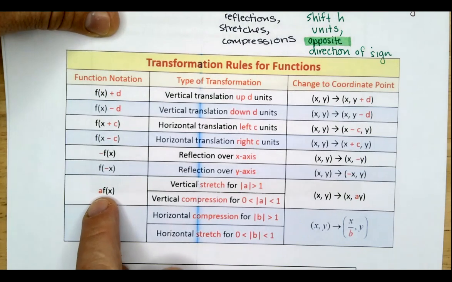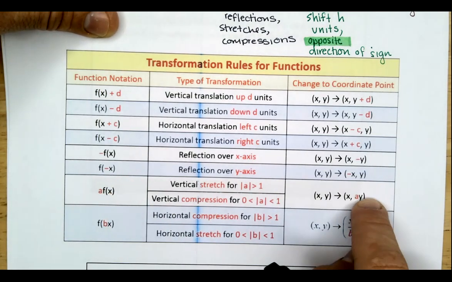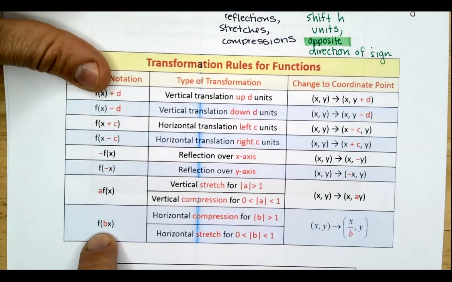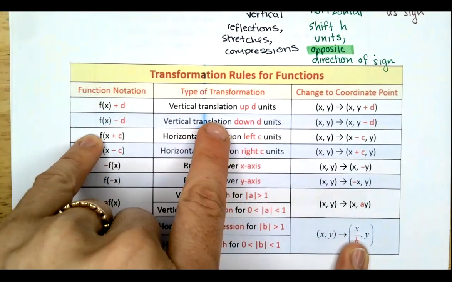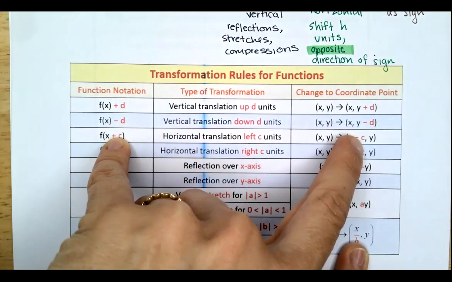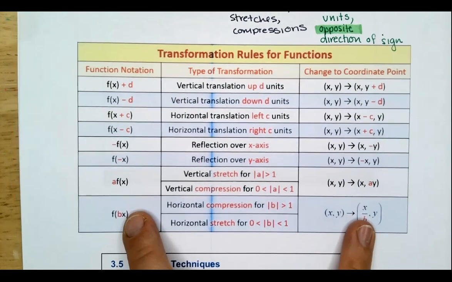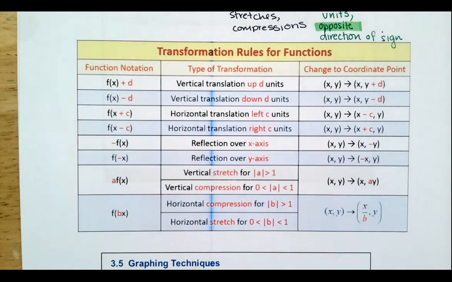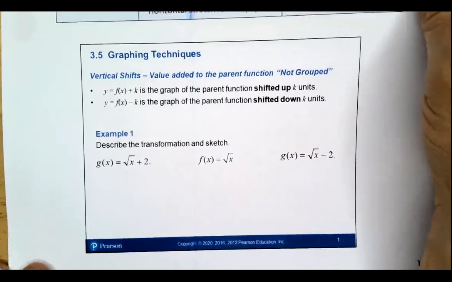And again, if you are changing all of f of x, you change the y accordingly. If you're changing just the x, you change the x accordingly, but remember, just like horizontal means the opposite, here, instead of multiplying that change, you're going to divide by that change. Okay, let's practice this. There's a lot of information in that introduction.